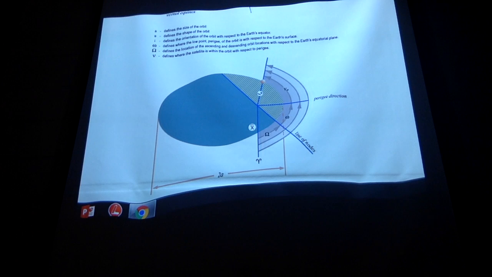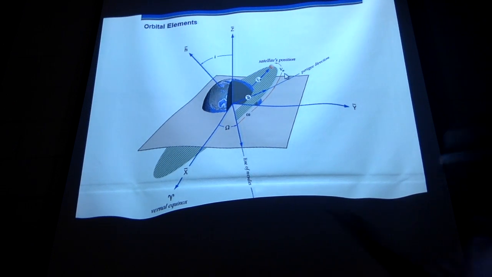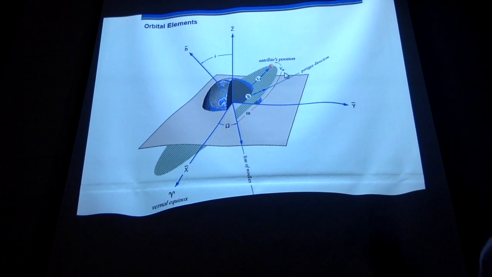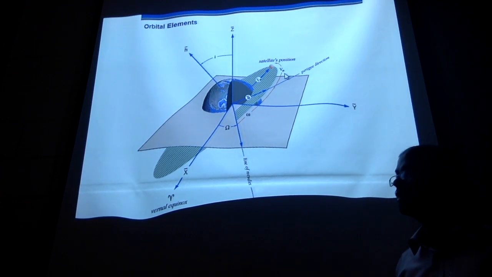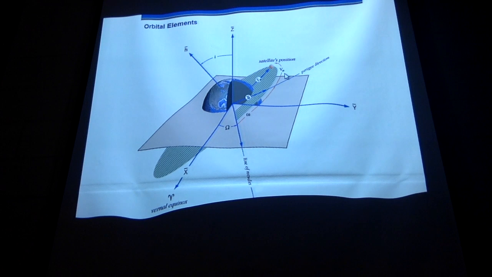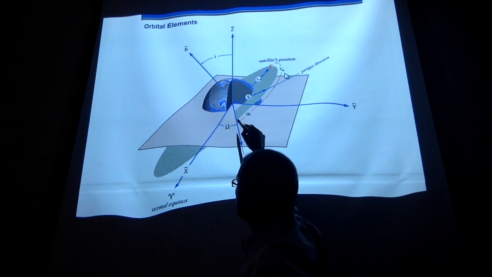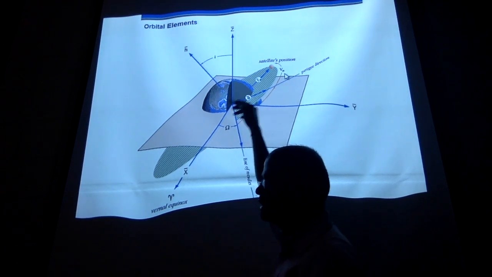Ascending node. So there are two nodes, right? It's very, very important. There is the line of nodes. Keep using the bottom picture. So this is the line of nodes, and this point is the ascending node, the point I showed you just now. Why is it the ascending node? Because it's coming up. There are two nodes: this is one of the nodes, and that is the other node. At this point, the satellite is ascending; it's climbing up from the equatorial plane. That is the reason this is called the ascending node. That is the descending node. Understood? Okay.